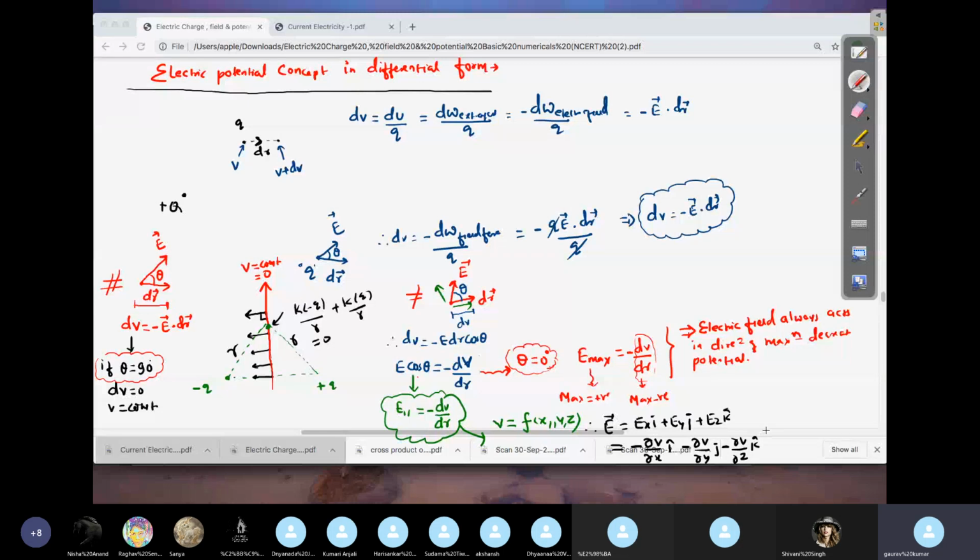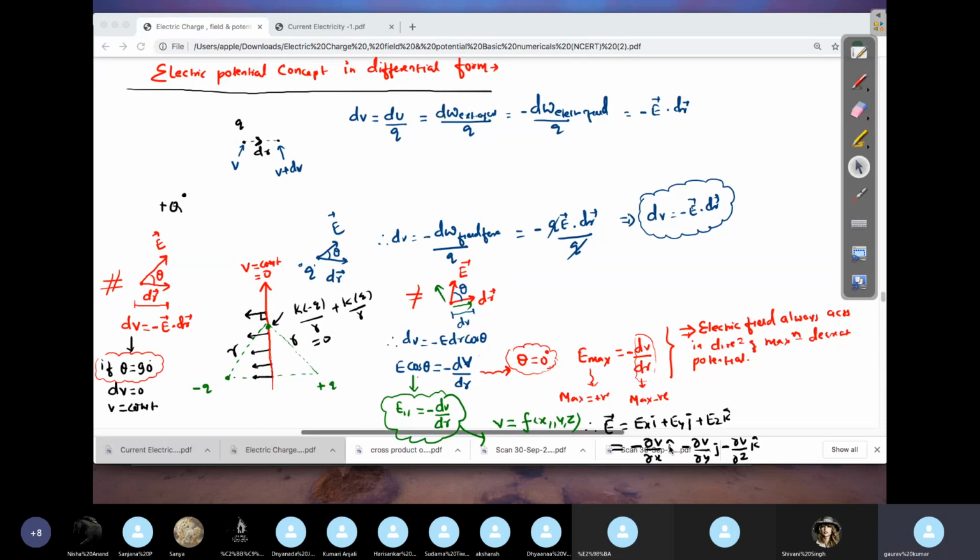Means I will differentiate the V function partially with respect to x. When we say partially, when differentiating V, I will keep only x as variable. I'll treat y and z as constant. When I'm calculating dou V by dou y, I'll keep only y as variable, x and z as constant. When I'm calculating dou V by dou z, I'll keep x and y as constant, only z as variable. That's the meaning of this.